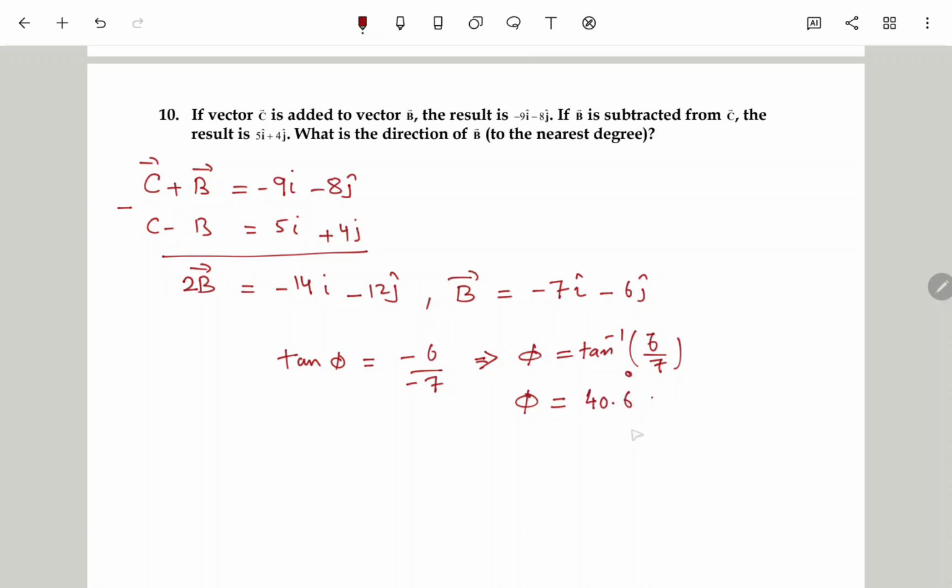Now have a quick sketch here. You will see vector B is in the negative x-axis and negative y-axis. It's located somewhere here, and this is 40.6. Theta is measured from the positive x-axis counterclockwise. In this case, theta equals 180 plus 40.6, or in other words, theta equals 221 degrees almost.